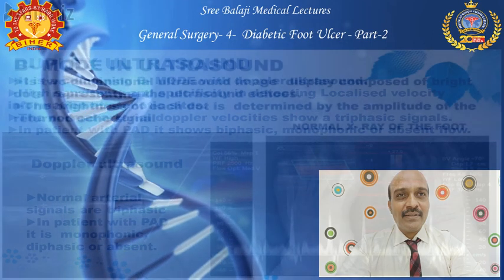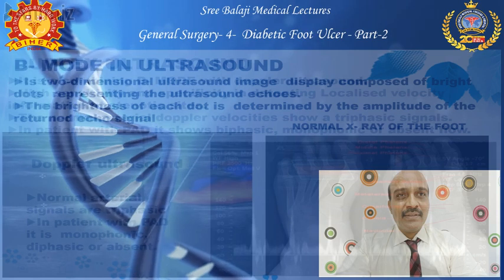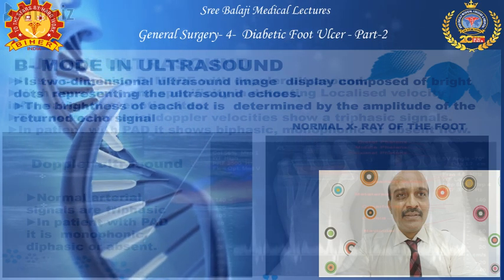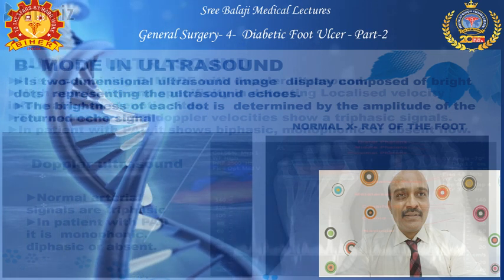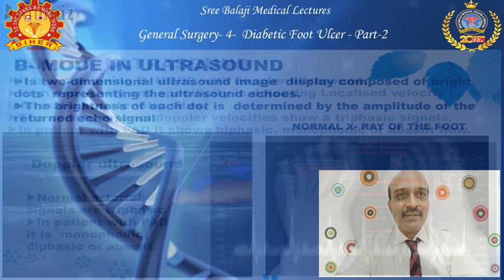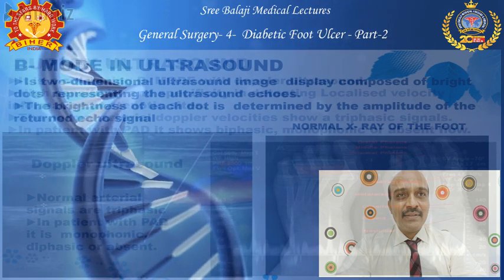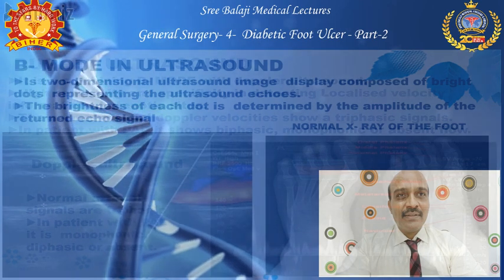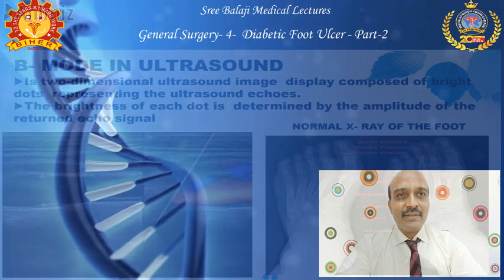This is the B mode ultrasound image. B mode is nothing but grayscale, the grayscale image seen on the ultrasound monitor. You can tell the depth, you can tell the size of the vessel, plaques in the vessel, and also you can know the exact diameter of the vessel narrowing that can be identified using a B mode scan. The image on the right side shows the normal foot.